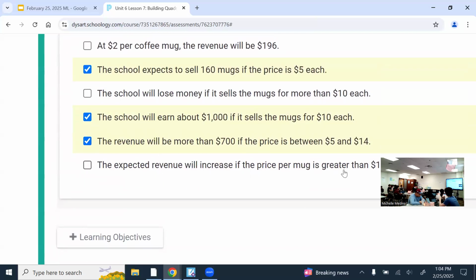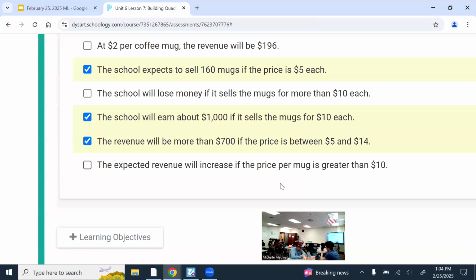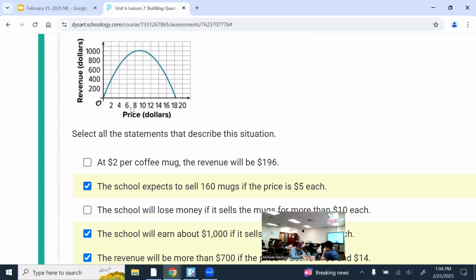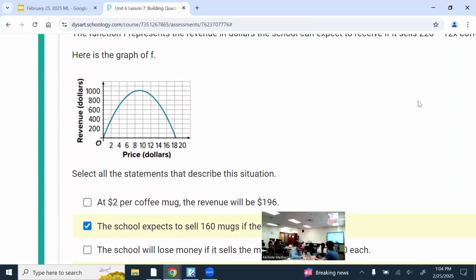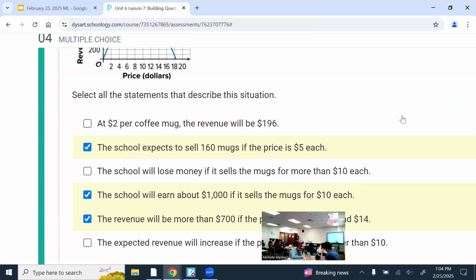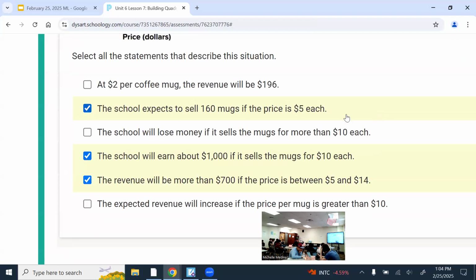The expected revenue will increase if the price per mug is greater than $10. Actually, past the $10 is where it starts to decrease. So I would not pick that one. I would just pick these three. Let me make sure it's right. And it is. So don't just blindly pick. Make sure you're picking these three and no extras.